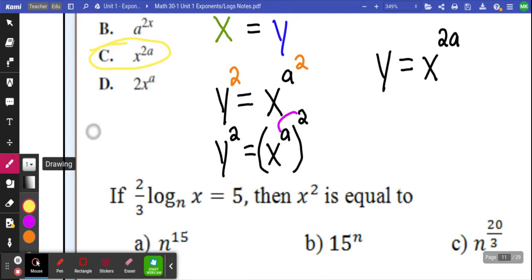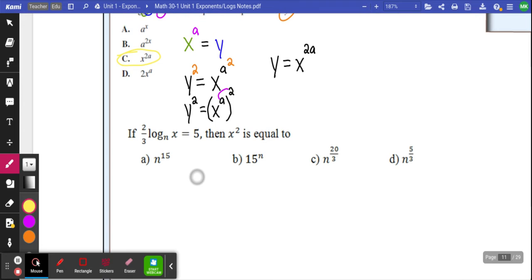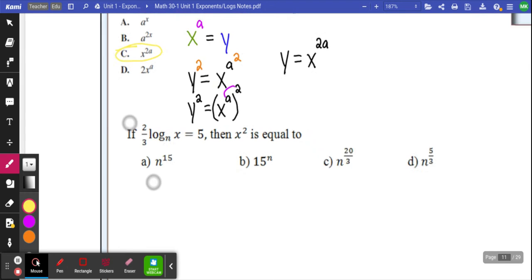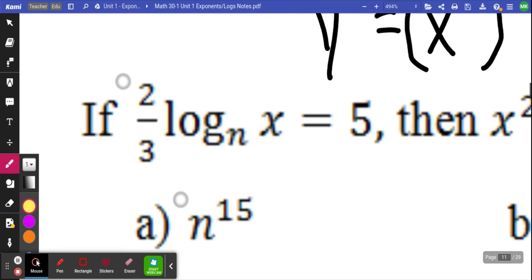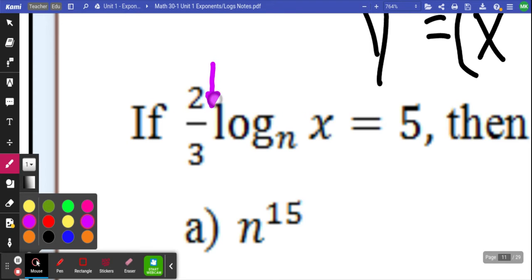All right. Here's another one. We have: if 2 over 3 log n x equals 5, then x squared is equal to... Perfect. Okay. You have 2 over 3 log n x. I should have left what I had up here with the grade 10s on the board because it's actually going to be relevant to us. What does this mean if you have 2 over 3 log n x? There's something happening here that they don't write. It's right in between. Yeah, it's multiplication.